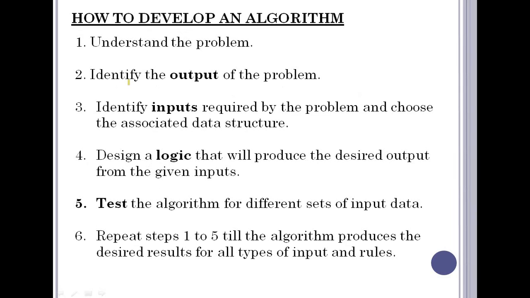The next is how to develop the algorithm. There are six steps that we have to use for developing the algorithm. The first one is we have to understand the problem. After understanding, we have to identify what output we require from that problem. We should identify what input we have to give to the problem. The input can be one or it can be an associated data structure.